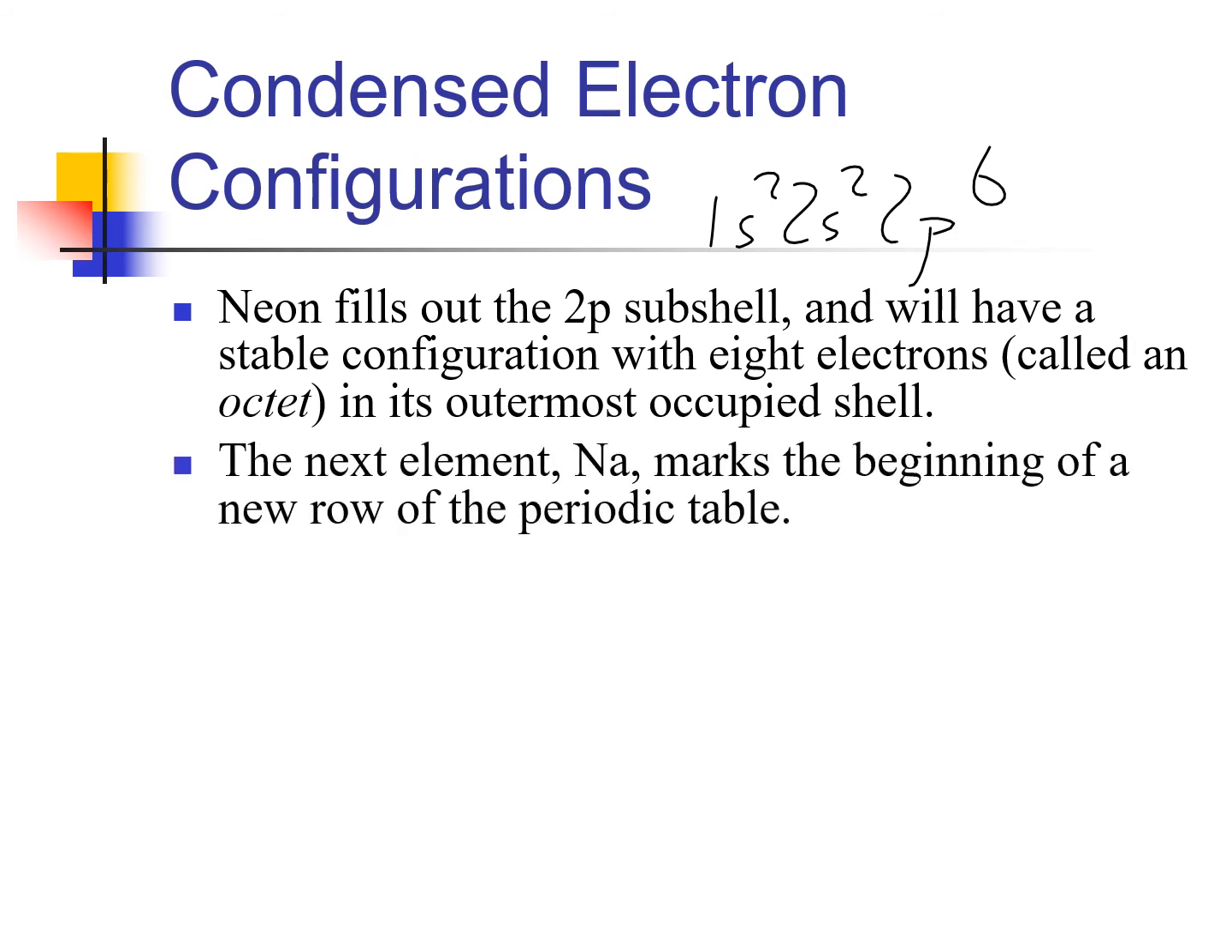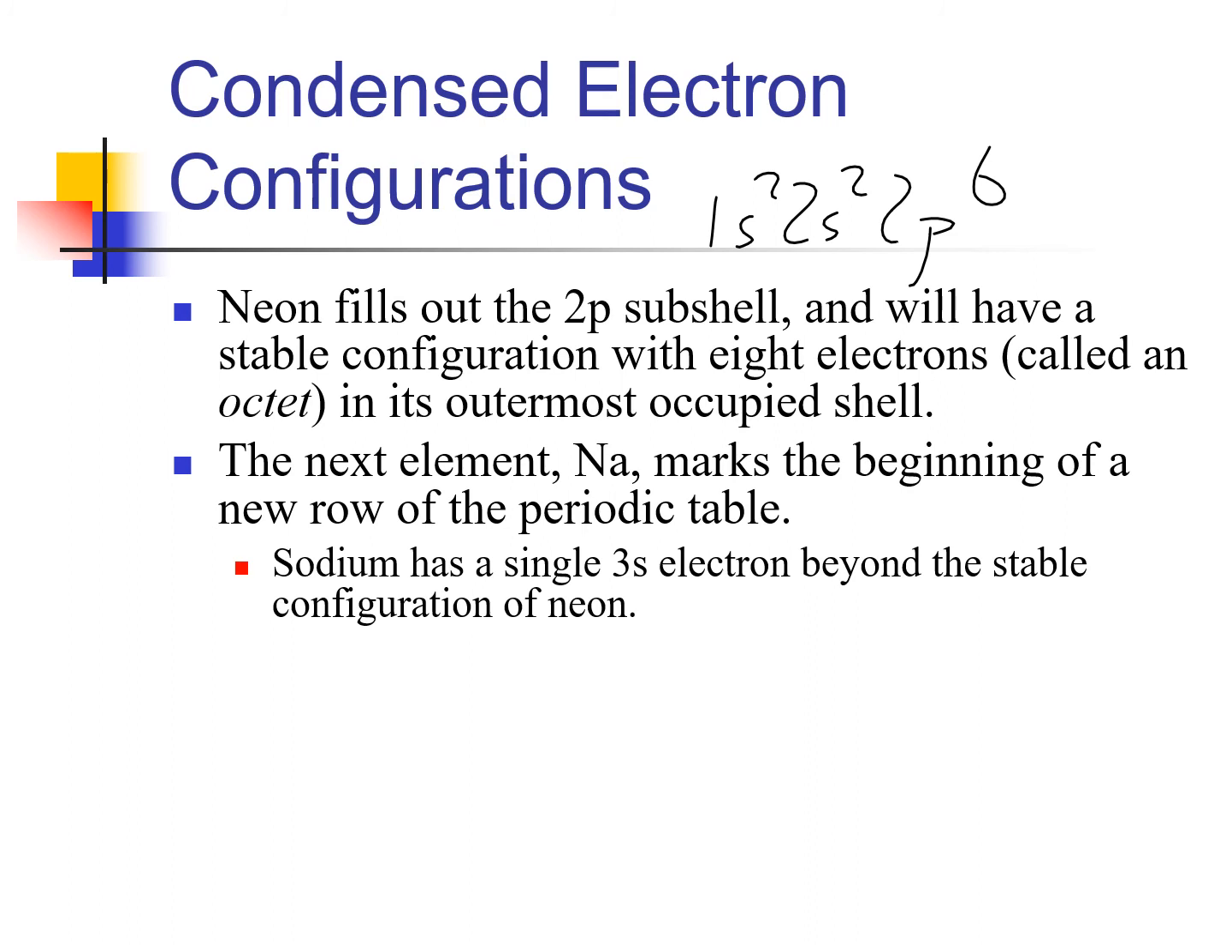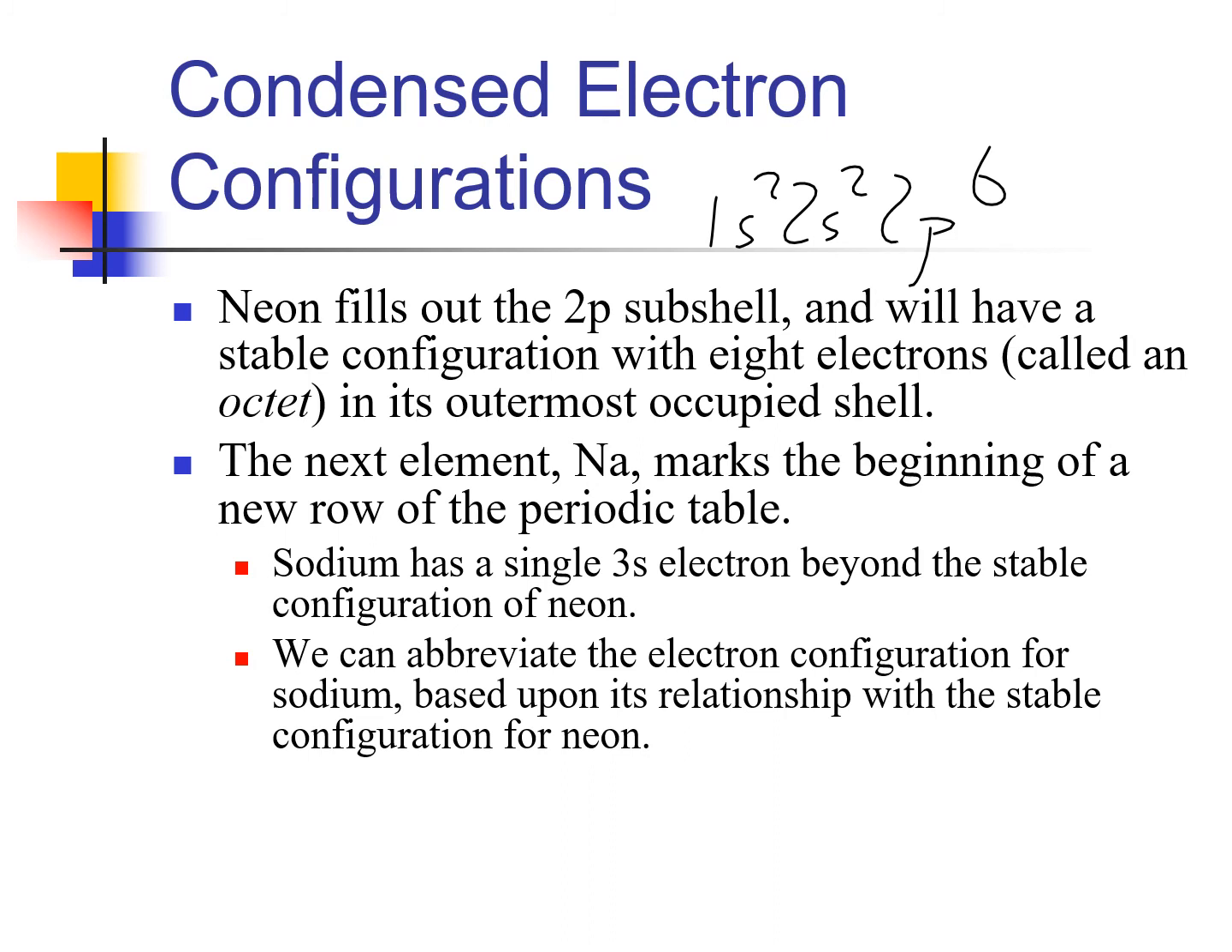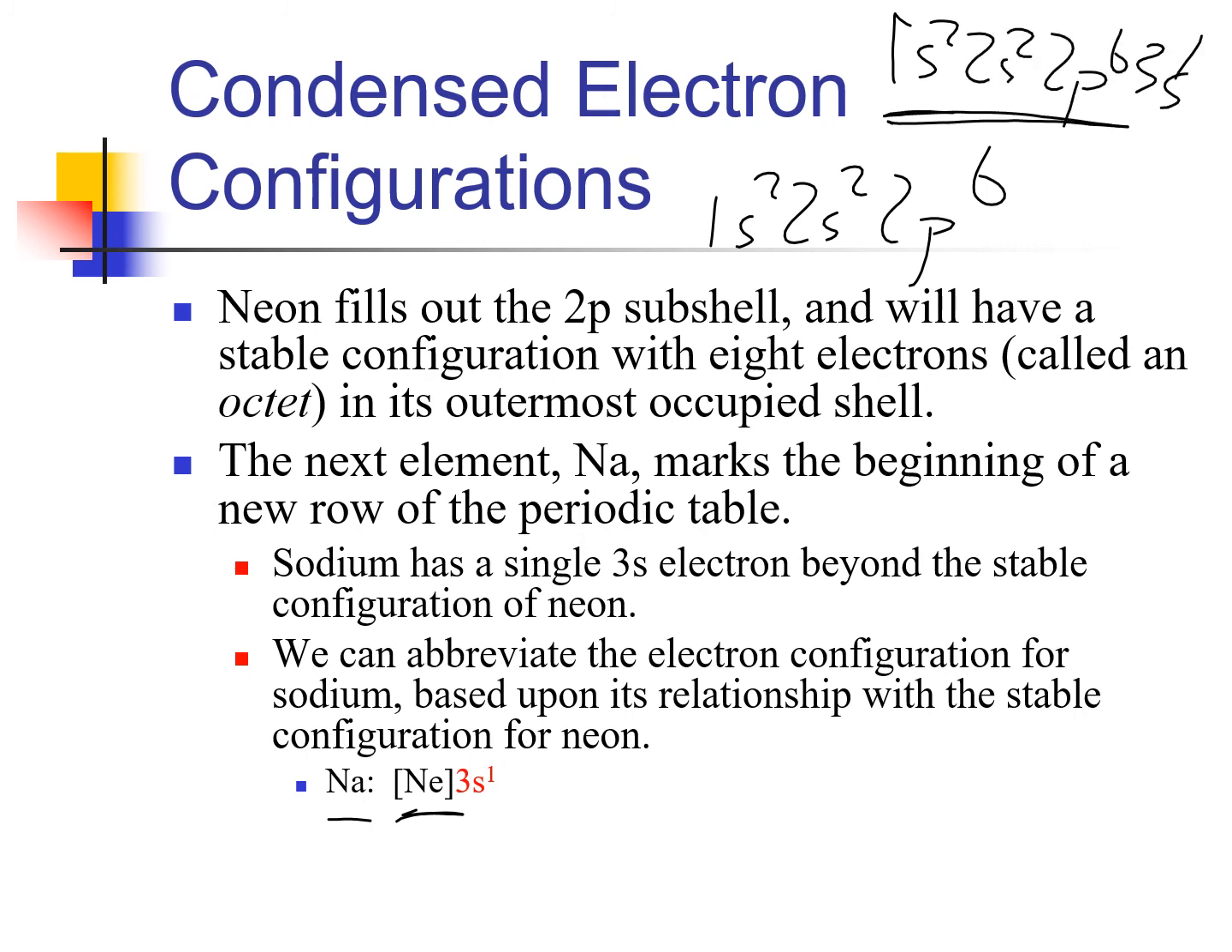The next element, sodium, marks the beginning of the next row on the periodic table. Sodium would have a single 3s electron on top of the stable configuration of neon. And so what we can do is abbreviate the electron configuration for sodium based upon its relationship with the stable configuration for neon. Sodium starts with neon, because neon, again, is 1s2, 2s2, 2p6. Sodium is 1s2, 2s2, 2p6, 3s1. They both share that 1s2, 2s2, 2p6 piece. So we're substituting that with neon, and then we just have that 3s1 left over.